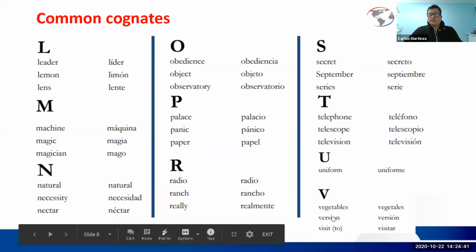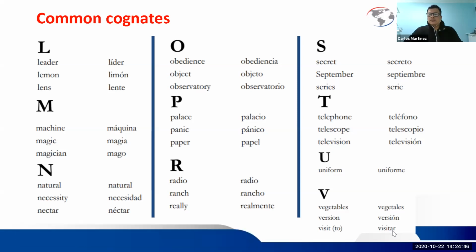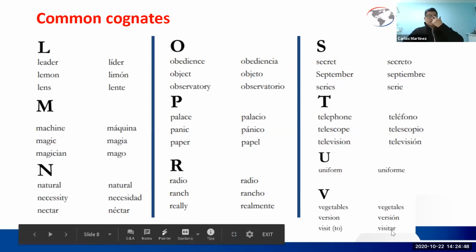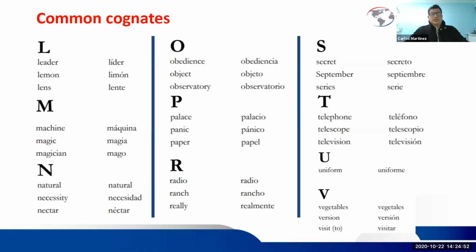Version, versión, and finally, visit, visitar. So these are common cognates. Notice how we have mentioned approximately, how many? 3 times 3 times 3, how many words here? 27 words, approximately 54 words. And they're all very similar to the Spanish language.